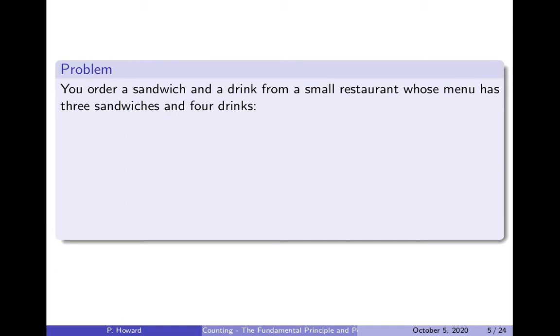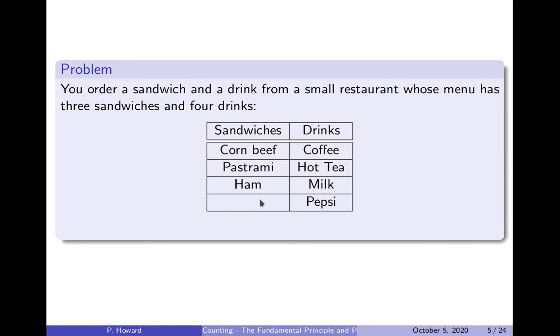So let's say you order a sandwich and a drink from a small restaurant whose menu has 3 sandwiches and 4 drinks. So the menu looks like this. The sandwiches available are corned beef, pastrami, and ham, and the drinks are coffee, tea, milk, and Pepsi. So you are ordering 1 sandwich and 1 drink, and the question is, how many possibilities are there for your order?